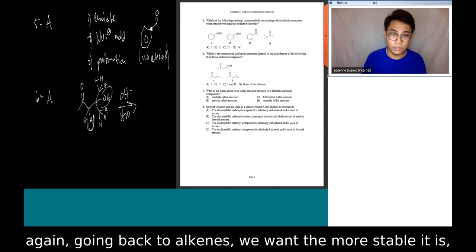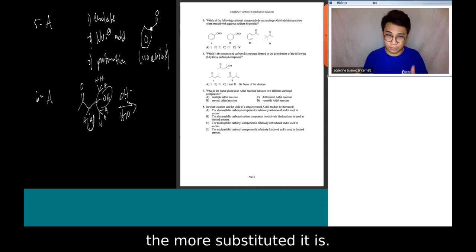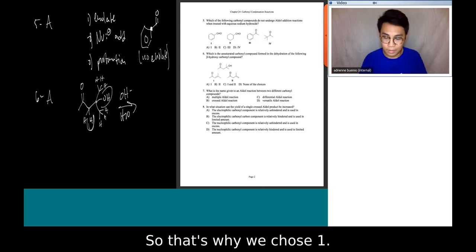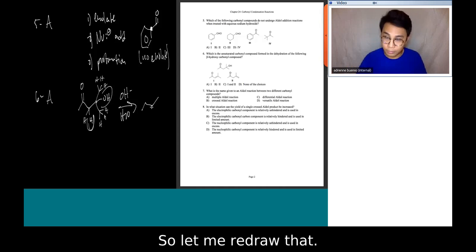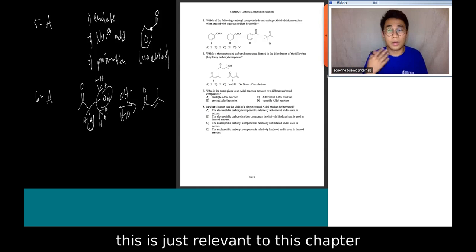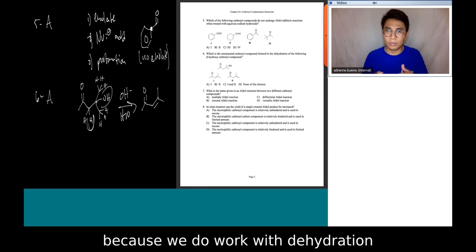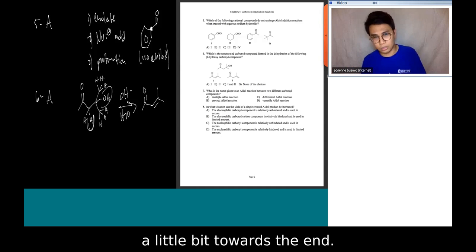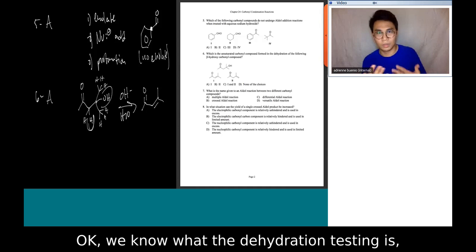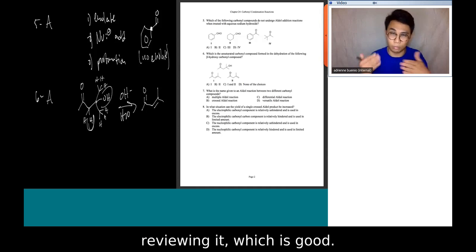because, again, going back to alkenes, the more substituted it is, the more stable it is, right? So if the double bond was here, there would be three branches, compared to only two branches coming off. So that's why we chose one. So let me redraw that. So it's not really specific to one reaction. This is just relevant to this chapter because we do work with dehydration a little bit towards the end. So that's why they mentioned it, kind of like, okay, you know what dehydration means. Testing you, right? Reviewing you, which is good.